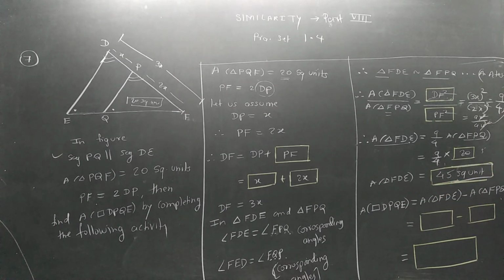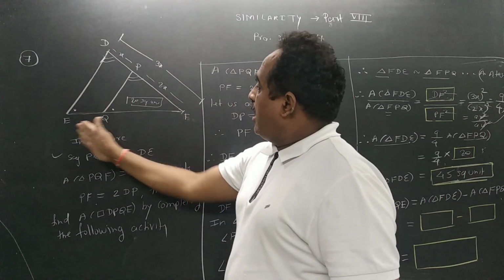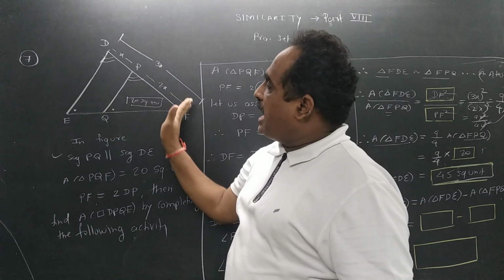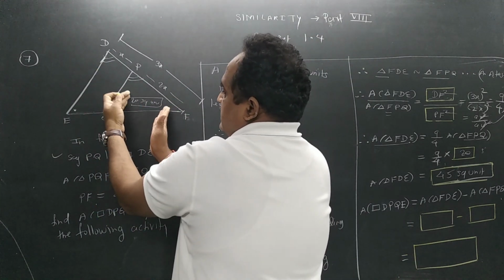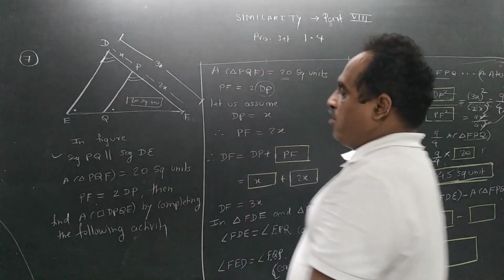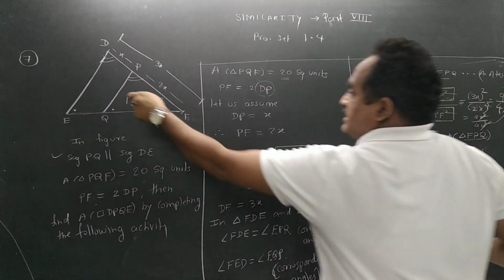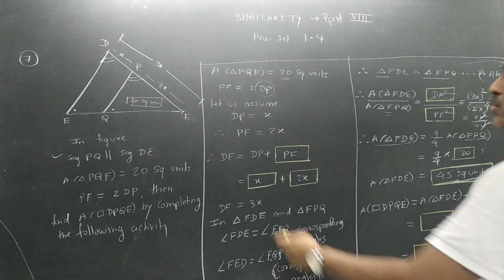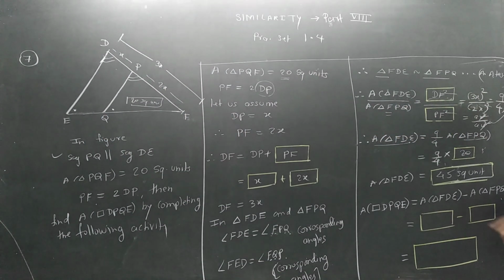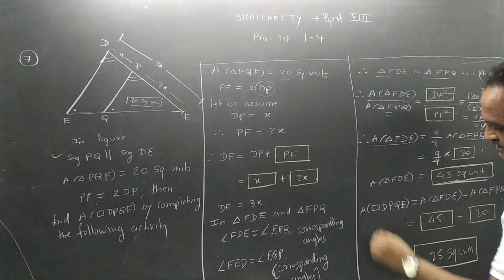Now this area of triangle FDE कौन सा है? ये पूरा, उसका एरिया कितना हो गया? ये पूरा 45 है. 45 में से अगर 20 निकाल दो तो ये मिल रहा है ना, तो area of quadrilateral DPQE, that is area of bigger triangle FDE में से क्या सब्ट्रैक्ट करेंगे? FPQ. Value of FDE is 45. Value of this was 20. So ultimately, if I subtract it, I get 25 square unit as the answer of this question.